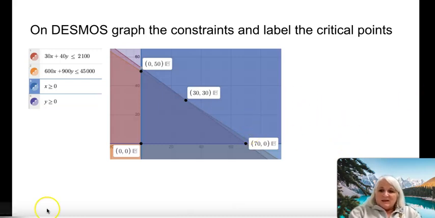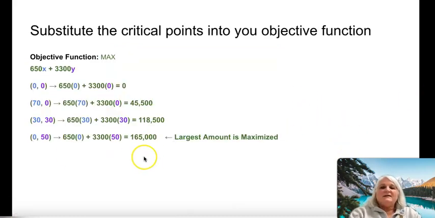So then the next thing to solve is once I have graphed my constraints and I found my feasible region and I found my critical points, I take that objective function that I'm looking for the maximum for, which is 650x plus 3,300y, and I plug in my critical points. I get my solutions because I'm looking for the maximum. I'm looking for the biggest number, which was 165,000. That's the largest amount that is maximized.